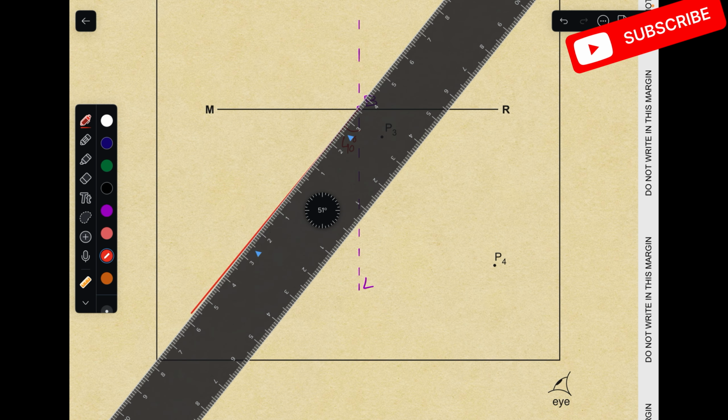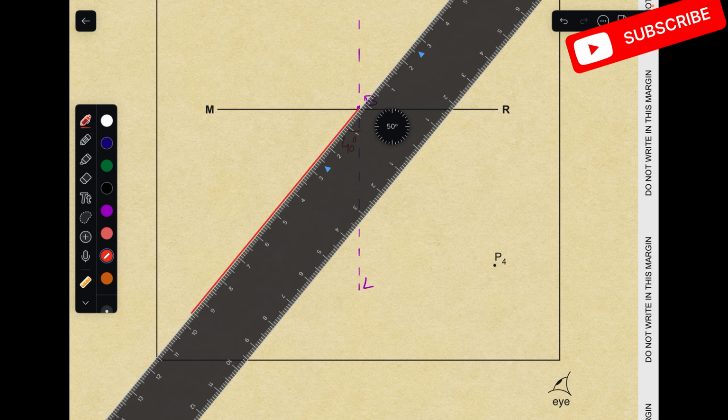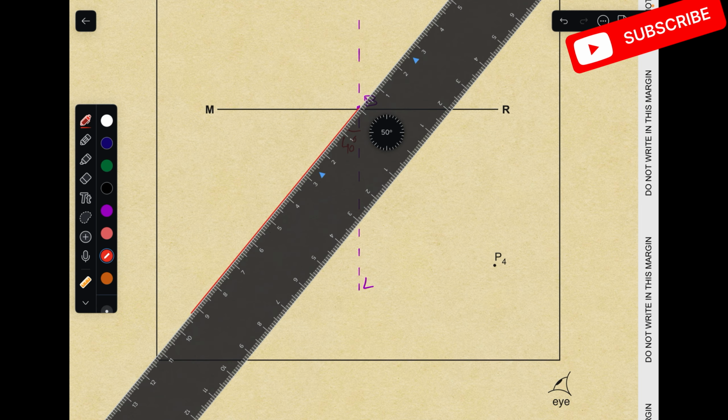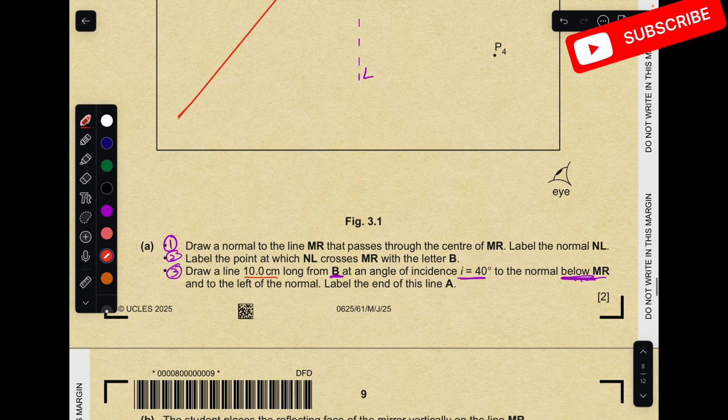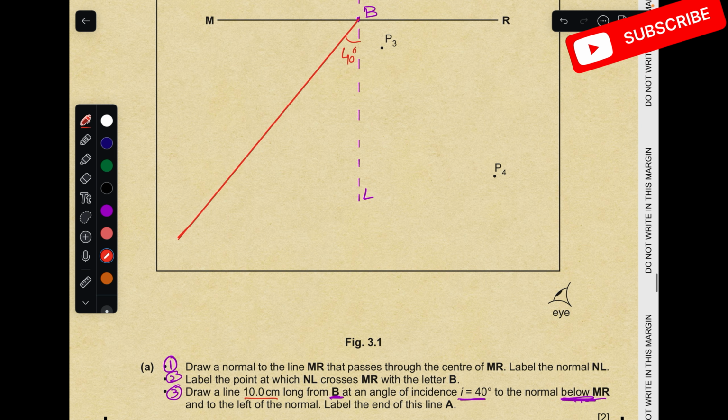So I'm going to place 0 on one side. Where is the 0? Okay, I have placed a 0 on the one side. I have to extend it a bit. There it is. Now it is 10. Okay. And what we have to do is label the end of this line as A. Okay, this end is A.